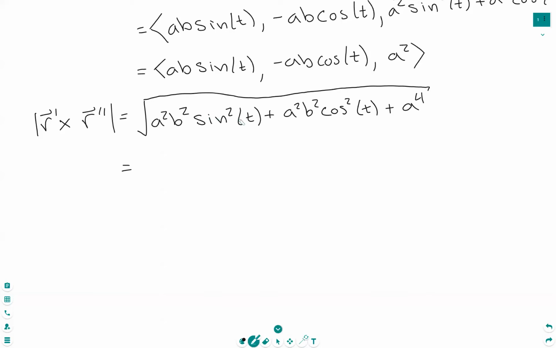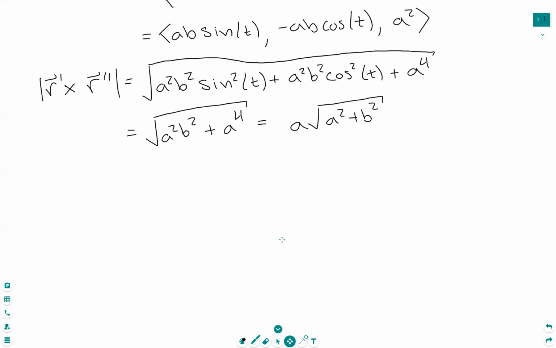Luckily, again, we have this sine squared, cosine squared. So this is a squared b squared plus a to the fourth. Or we can write this as a times the square root of a squared plus b squared. So that was the magnitude of our cross product here. So let's also look at the magnitude of r prime.